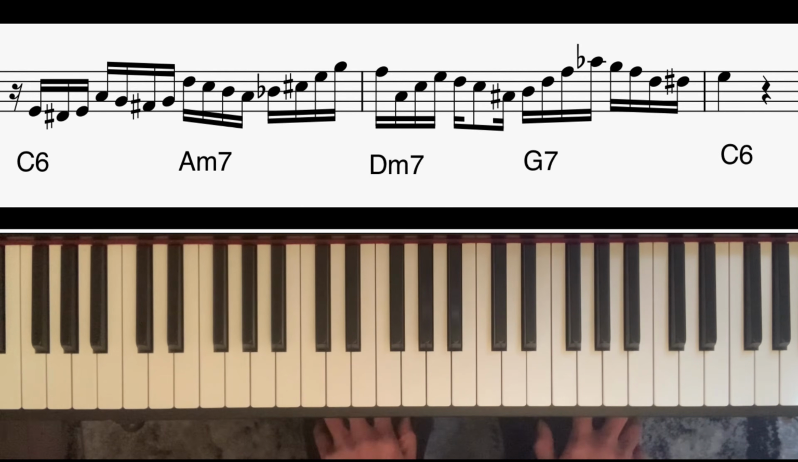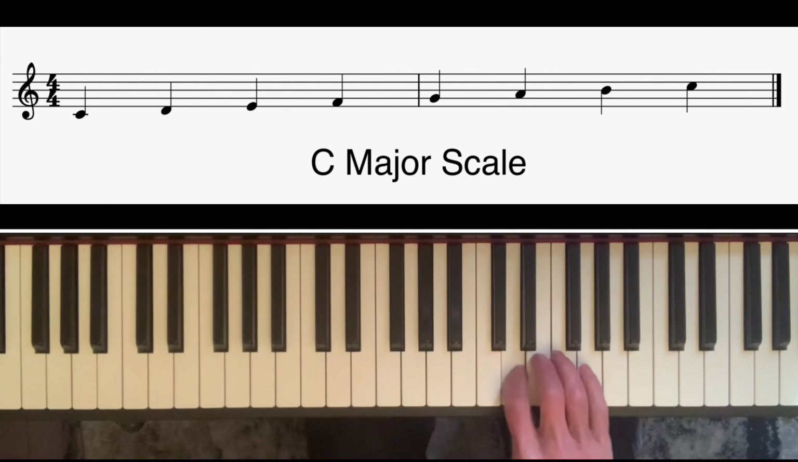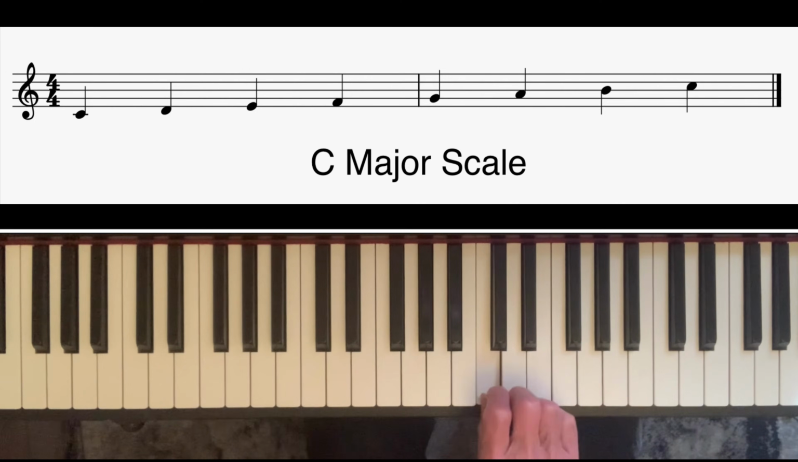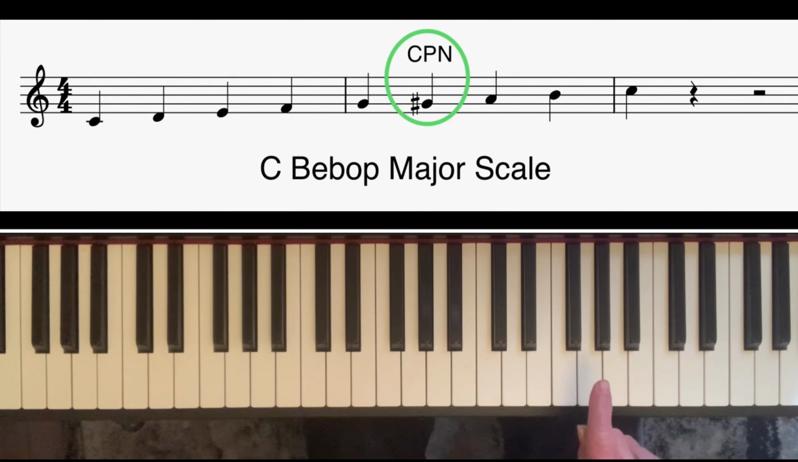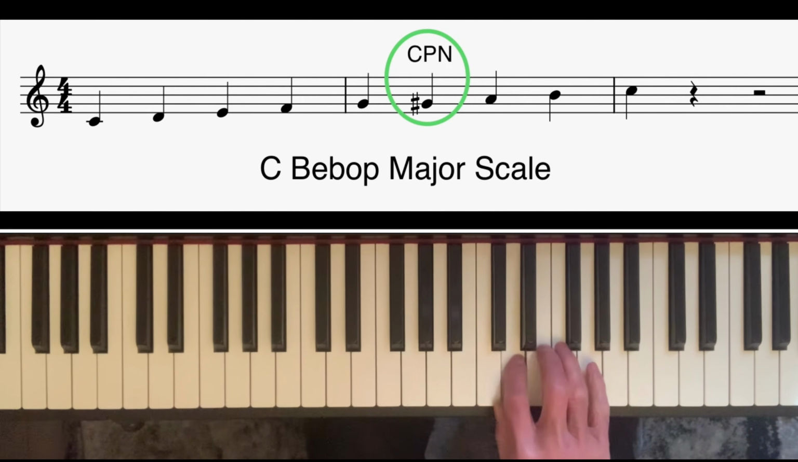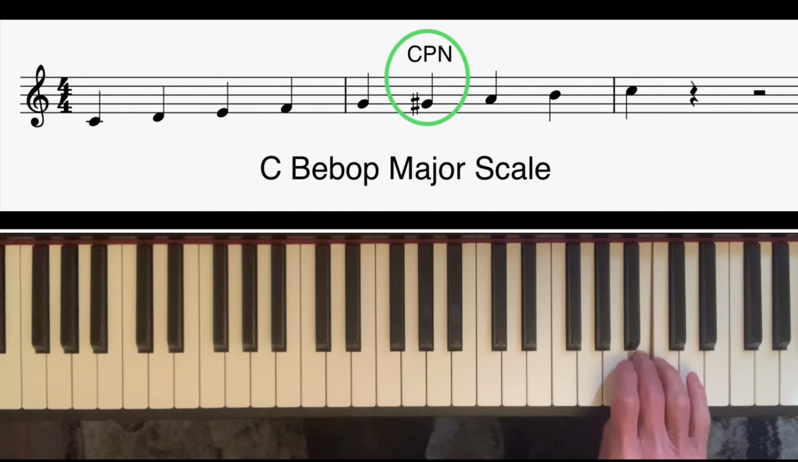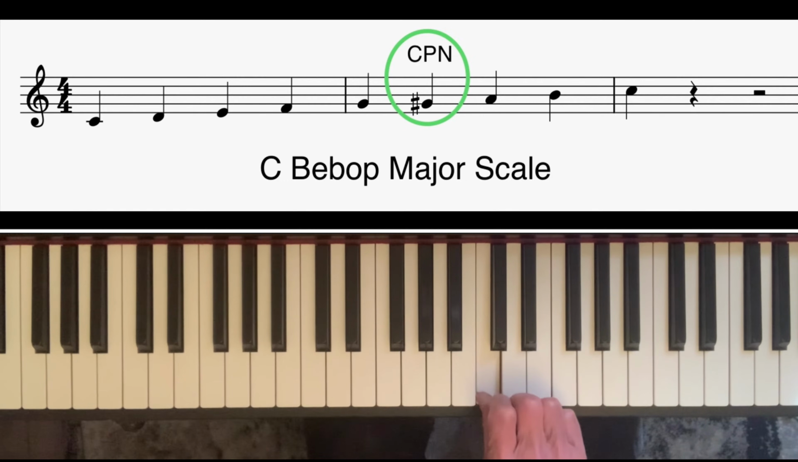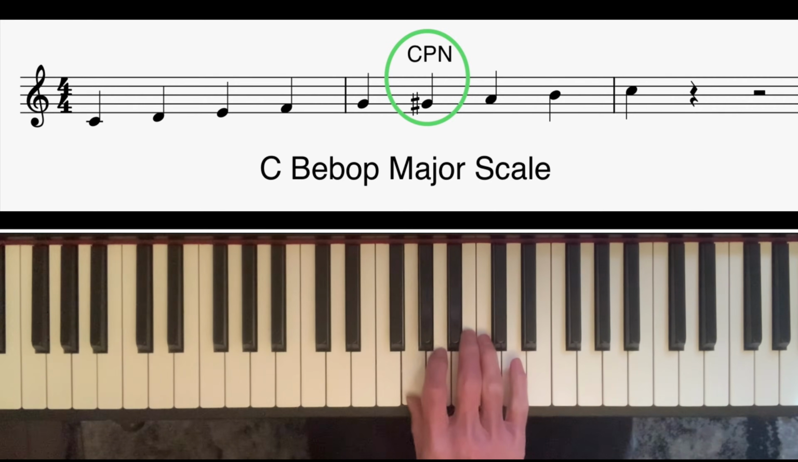What are bebop scales and why are they useful? Well, remember, a bebop scale is an ordinary scale, for instance, a C major scale, with one added chromatic passing note, in this case between the G and the A, the 5th and the 6th note of the major scale. And then there's a bebop dominant scale, which is a mixolydian mode with one added chromatic passing note.